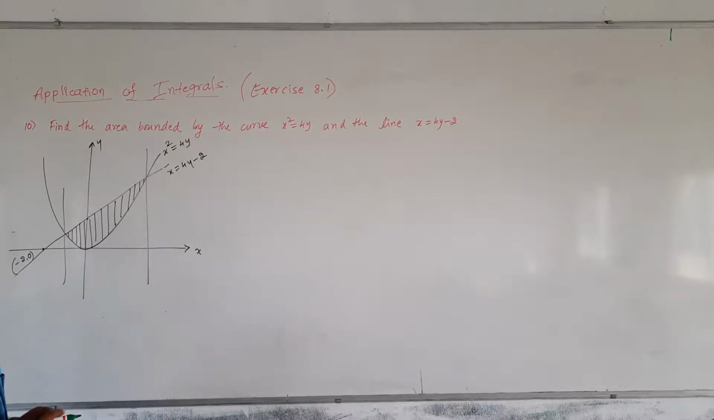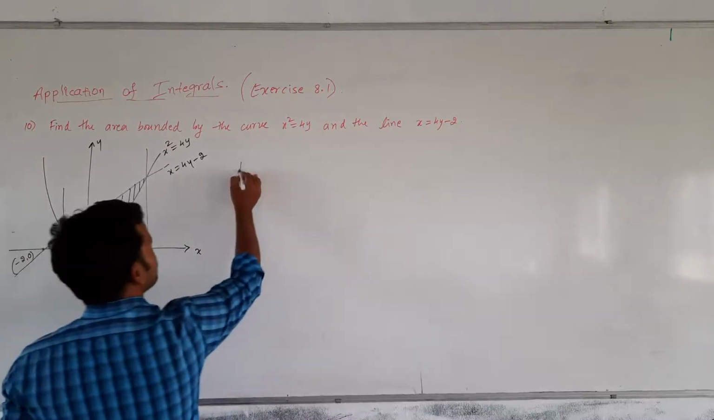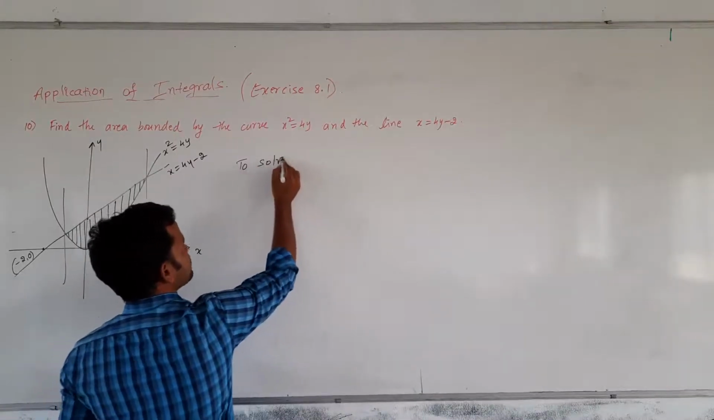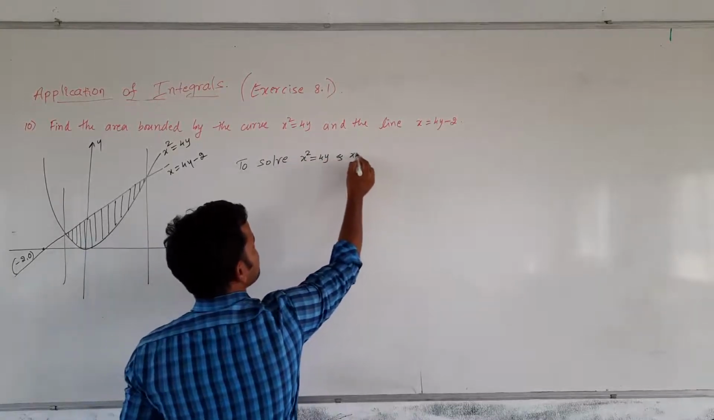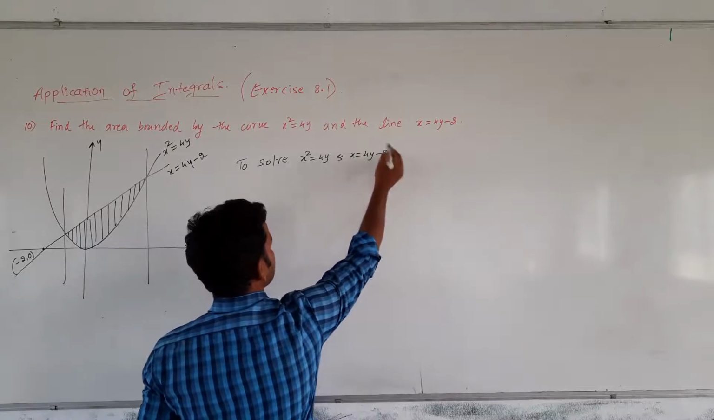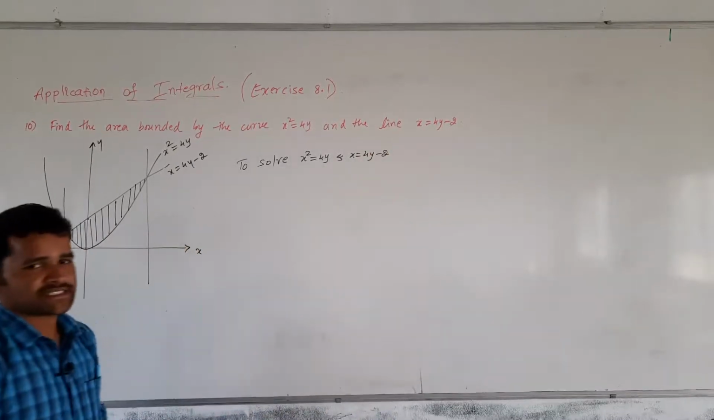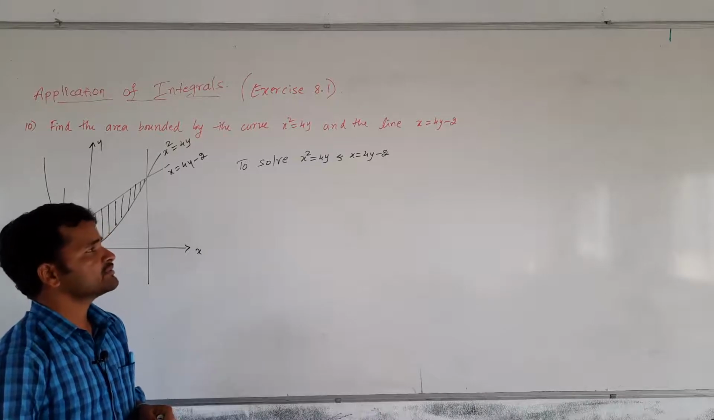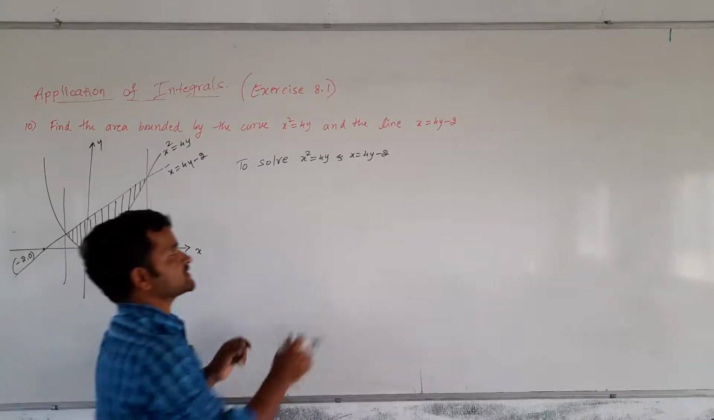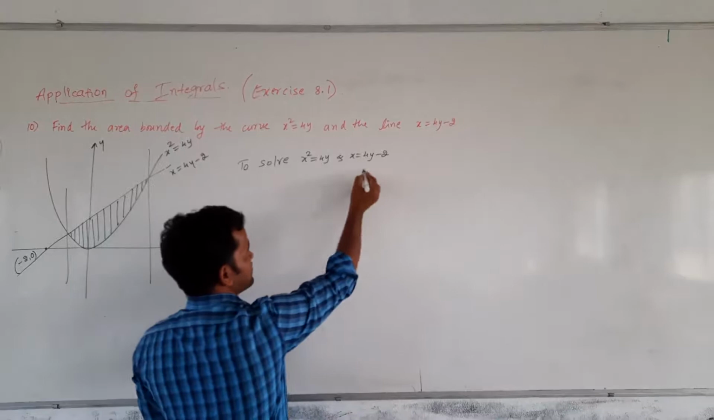One is a curve, another one is a line. Okay, let us find out the points of intersection of those two. To solve, x square is equal to 4y and x is equal to 4y minus 2. We want the values of x. X points are more than enough for us, y points are not required. So what we do, in the second equation, we will separate y.